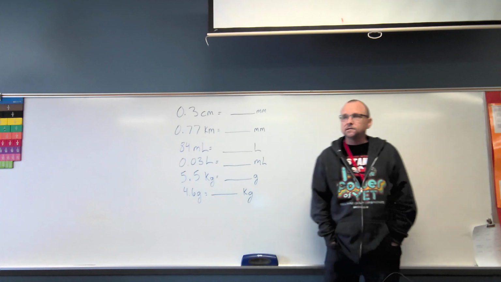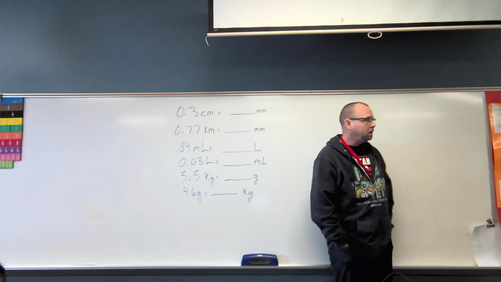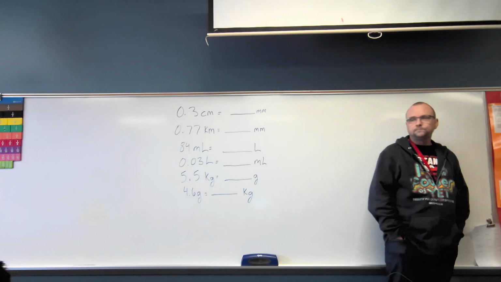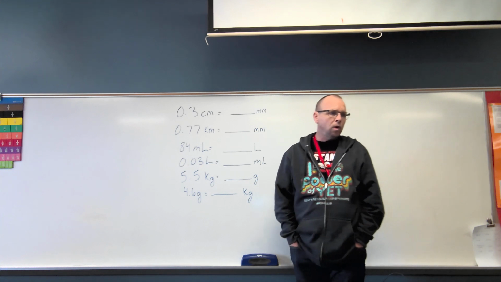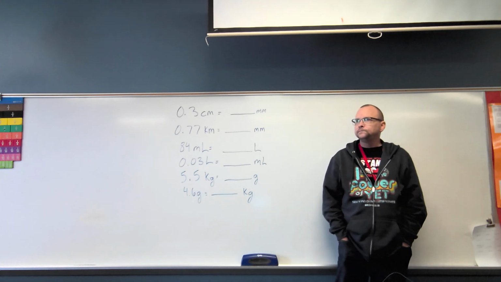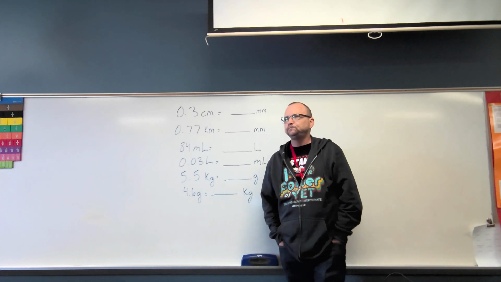1 kilometer is 1,000 meters. 1 kilogram is 1,000 grams. 1 kiloliter is 1,000 liters. They're all the same. So if you know one, you know them all. And you don't even really have to know one because it's on the formula chart.